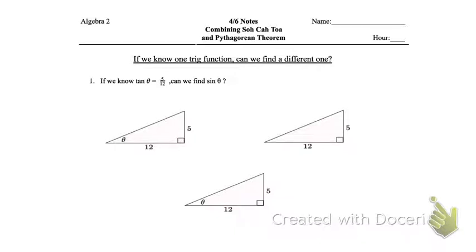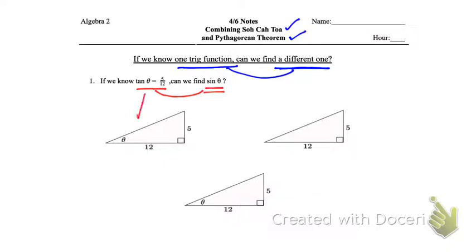As for today, we're going to combine two things that we have been doing. We've been doing SOHCAHTOA and we've done Pythagorean theorem, and we're going to have to put those two together today in our problem. So what we're going to look at here is, if we know one trig function, one of our sine, cosine, or tangent, can we find out a different one? So in problem number one here, if we know the tangent is 5/12, can we figure out what the sine is?